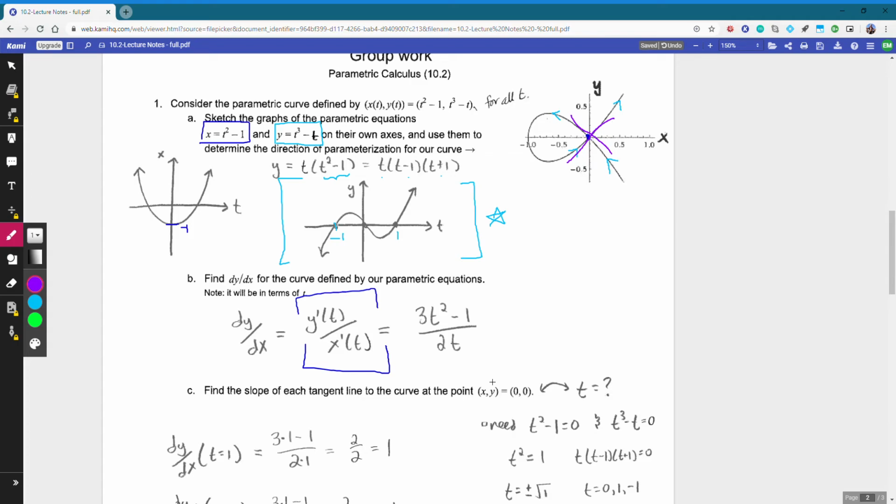Right, but in order to do this, because our slope of the tangent line formula needs t's to plug in, we need to figure out, well, what t value gives us the origin. Once we know that, we'll be able to plug that in and grab our slopes. And so, well, if we want x and y to both be 0, well, then we want our x coordinate function and our y coordinate function to both be 0 for the same t. And so we have these two equations we want to solve.